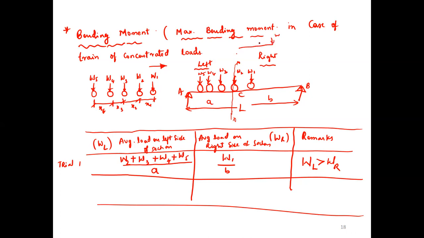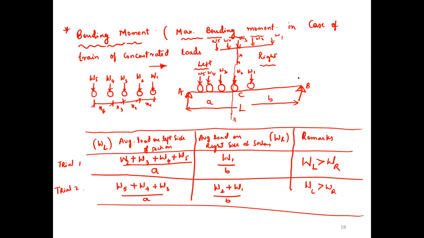So here W1 will come, here W2 will come. On the section, which load will come? W3. The remaining loads are W4 and W5. What happens to the average in trial 2 now? This will become W5 plus W4 plus W3 divided by A, and this will become W2 plus W1 by B. So in this case also you got WL greater than WR. No use. Next you have to move one more trial.